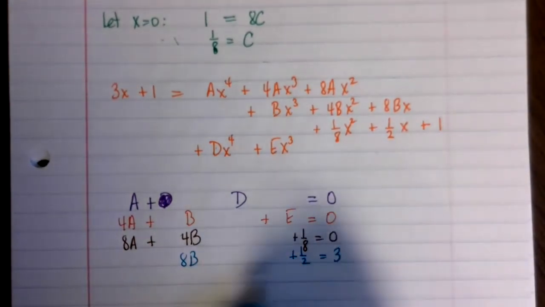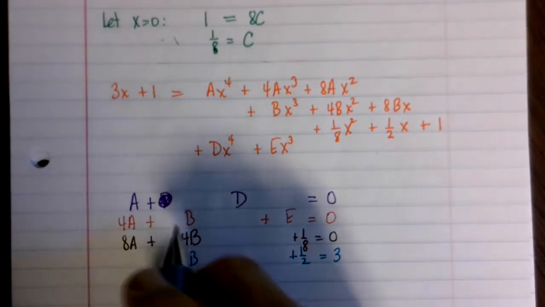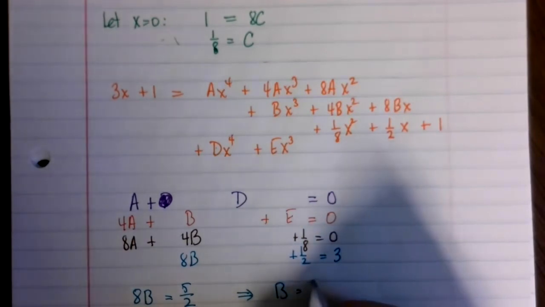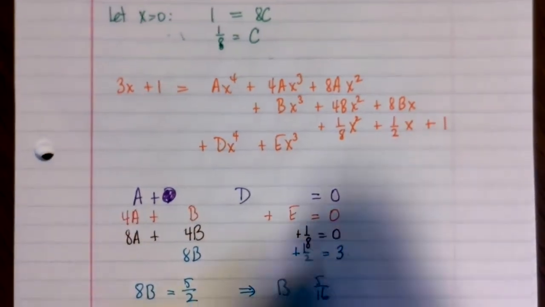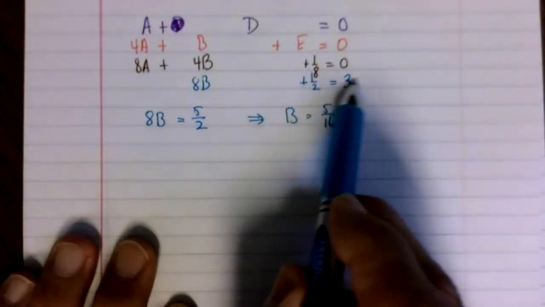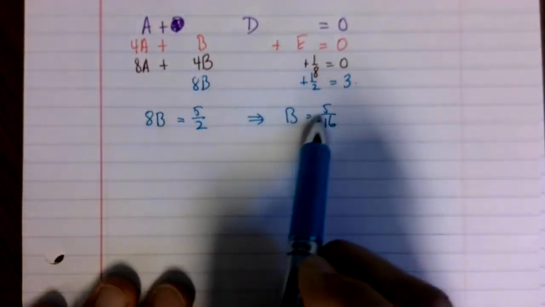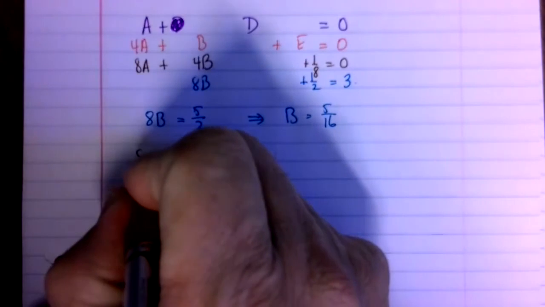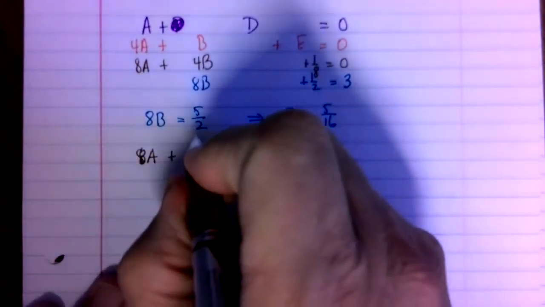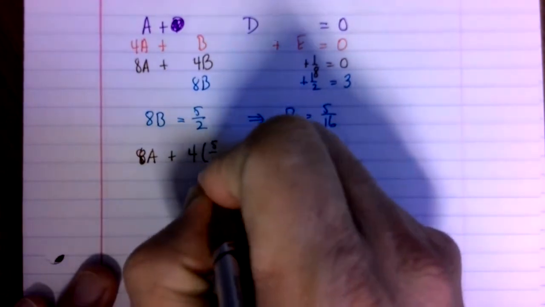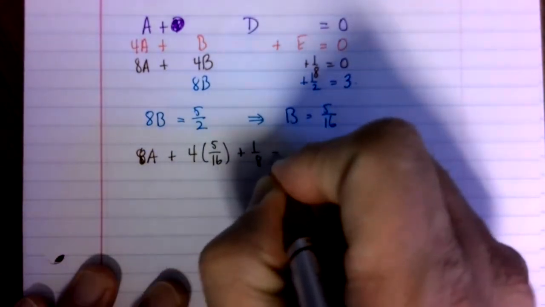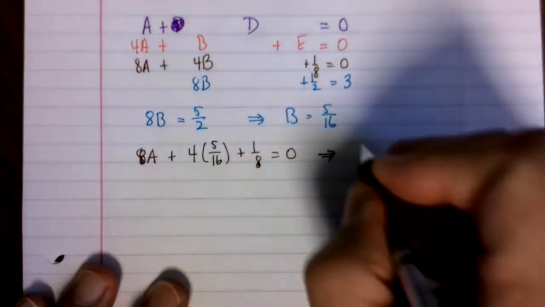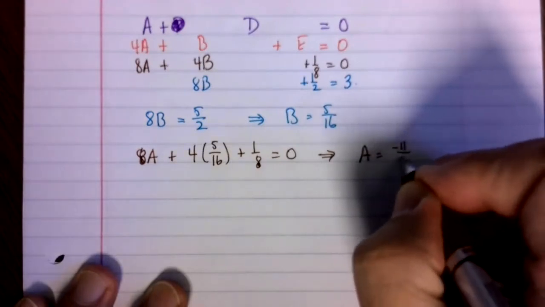Looking at the last line, I see that 8b is equal to 5/2. And so that means that b is equal to 5/16. I get that from the last line because there's only one variable in this line. Okay, now that b is equal to 5/16, I can plug in here and solve for a. So 8a plus 4 times 5/16 plus 1/8 is equal to 0. And so I can solve for a, and it works out that a is equal to -11/64.